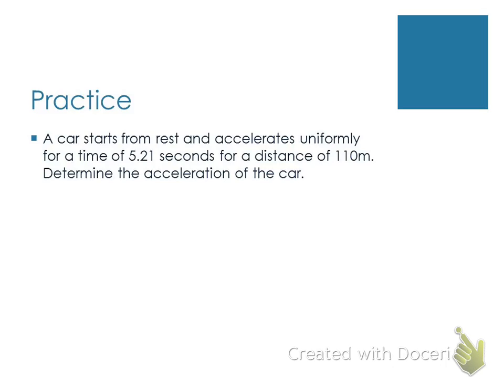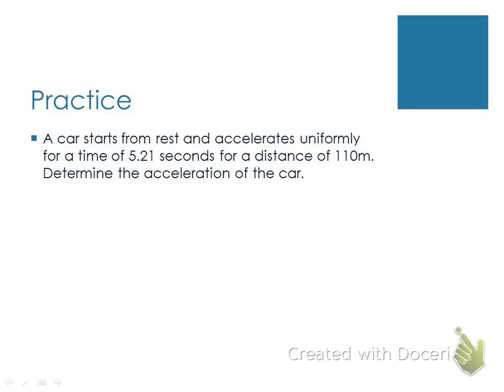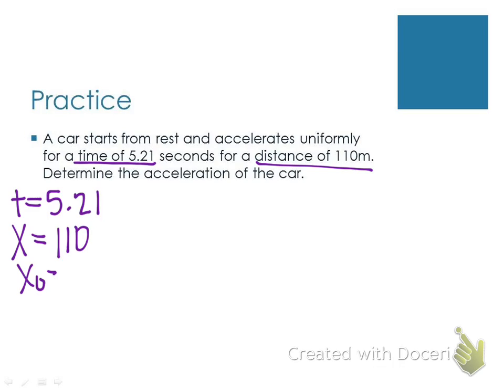All right, let's go ahead and start identifying our variables here. We know t, 5.21. We know distance, so that would give us which variable specifically? Just x. X sub O would be 0, okay?